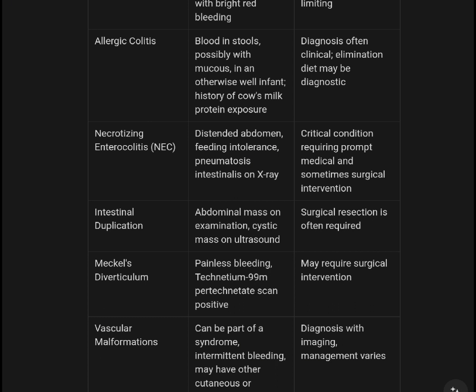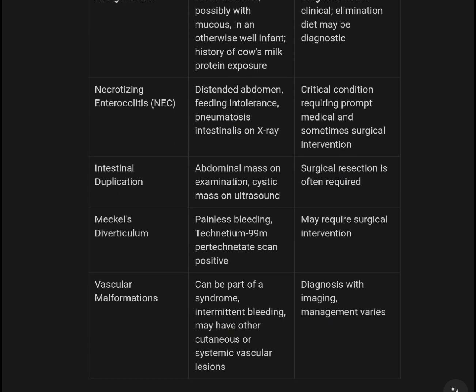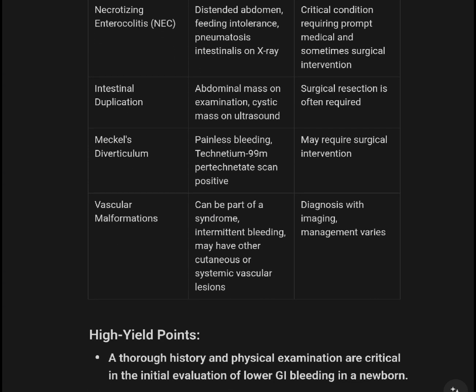Meckel's diverticulum: painless bleeding, technetium pertechnetate scan positive, which may require surgical intervention. Vascular malformation can be part of a syndrome, with intermittent bleeding and possibly other cutaneous or systemic vascular lesions. Diagnosis is with imaging, and management varies.